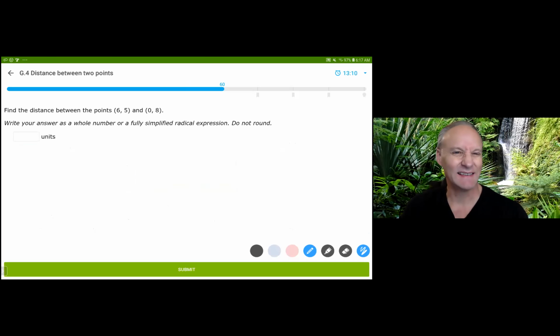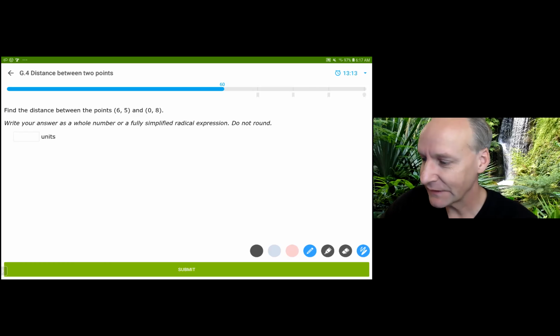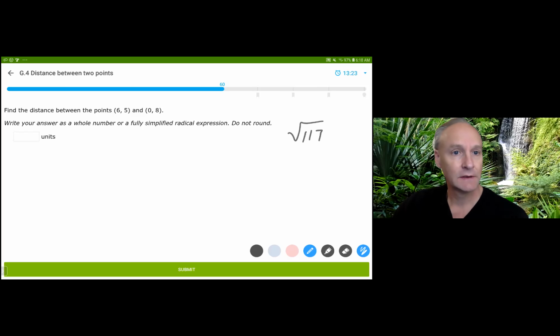Like I said, I really like these. Okay, so this one is going to be 9 is 81 and 36. Oh man, I'm slow today. 117. So this is the square root of 117 is my distance.